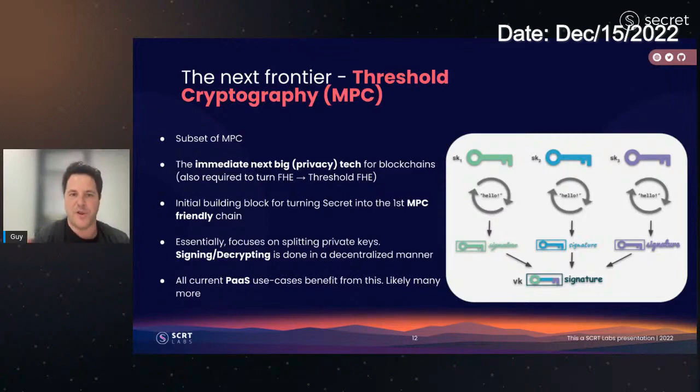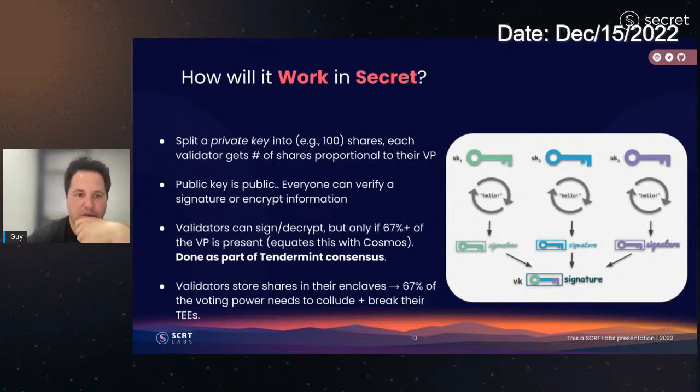So the keys are split across all of the validators. That is the MPC part. And then the key is never reassembled in a single place. You can produce signatures, you can produce decrypted values without actually creating a single point of failure.